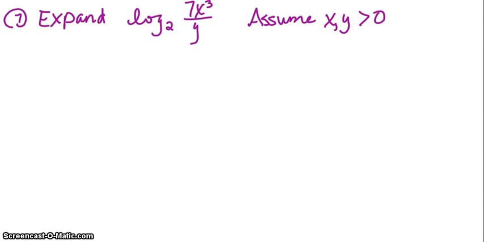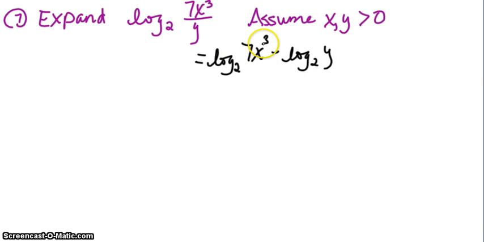The next type of problem is when we need to expand a logarithm. So this says expand log base 2 of 7x cubed divided by y, and assume that both the x and the y are positive numbers. So I want to break this apart using the properties that I just had. First I'm going to break apart the 7x cubed and the y, and that's dividing with the same base. So I have log base 2 of 7x cubed minus log base 2 of y.